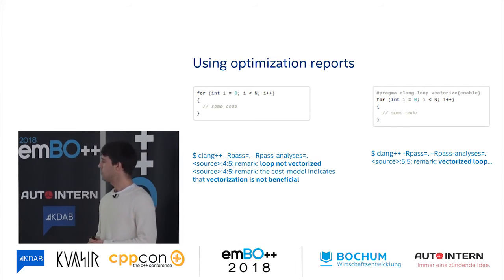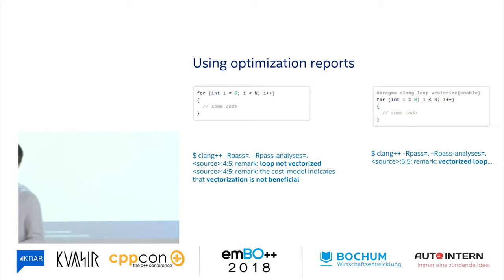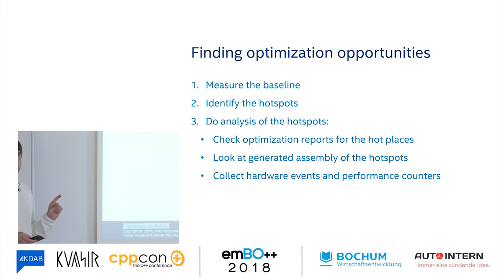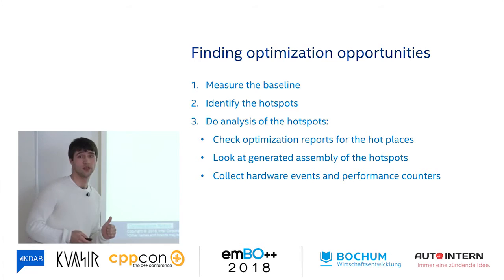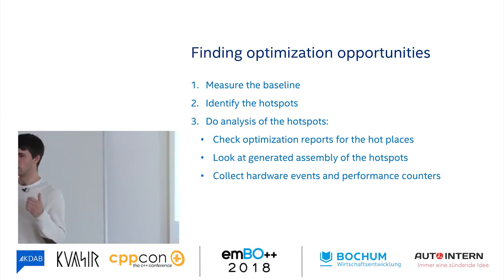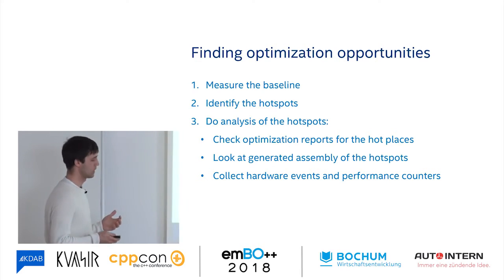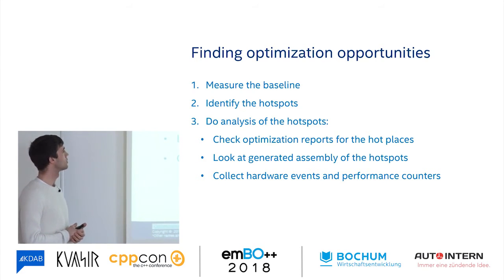Okay, so let me bring together everything that we talked about before. How can you find optimizations? First, you measure the baseline. This is the number one step that you should do. Second, you identify the hotspots. There is no need to optimize the cold path, right? And then you basically have 3 options.